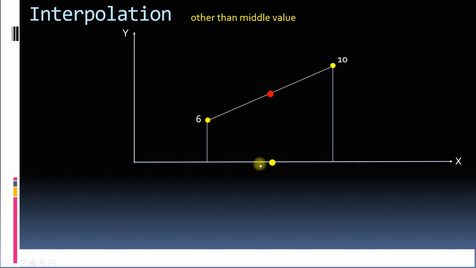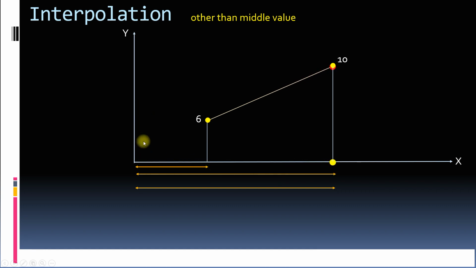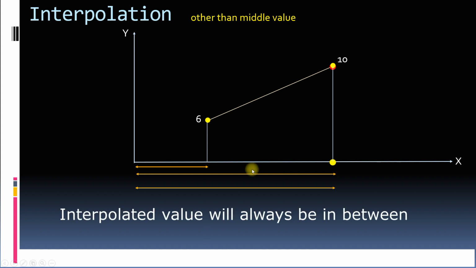If we want to predict the number at the middle only, then this method is sufficient. But if we want to estimate a number at a location other than the middle of these two numbers, then we need to know the exact location of the point at which the interpolated value is needed. We can find the location by noting the distance from this vertical reference axis, that is the y-axis, or either of these two numbers. It is important to realize that the interpolated value will always be in between the two extreme values in case of linear interpolation, in this case between 6 and 10.